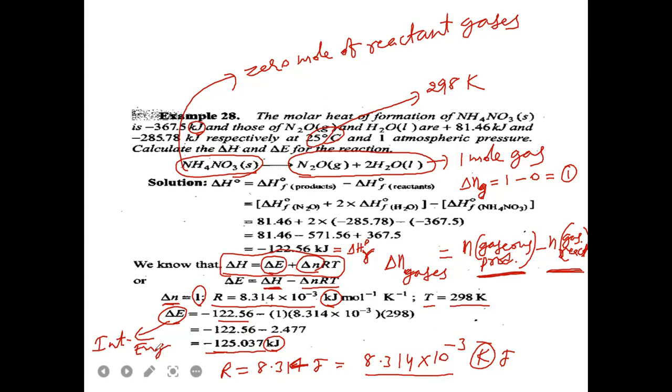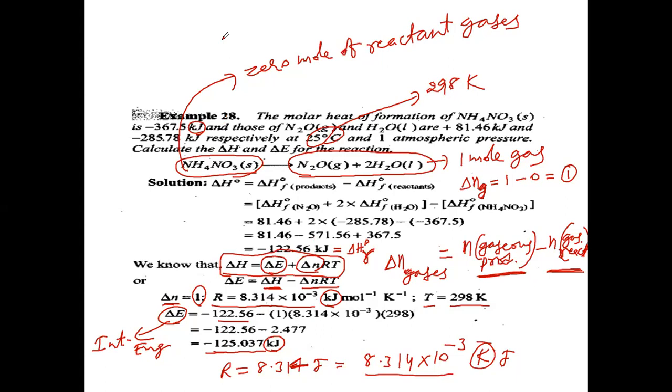Internal energy change. So internal energy of the reaction, which one is greater? Check it once. The delta H value we got is minus 122. Delta H, how much did you get? Minus 122. But delta E, how much did you get? Minus 125. So this is the enthalpy of reaction and the internal energy change of reaction.